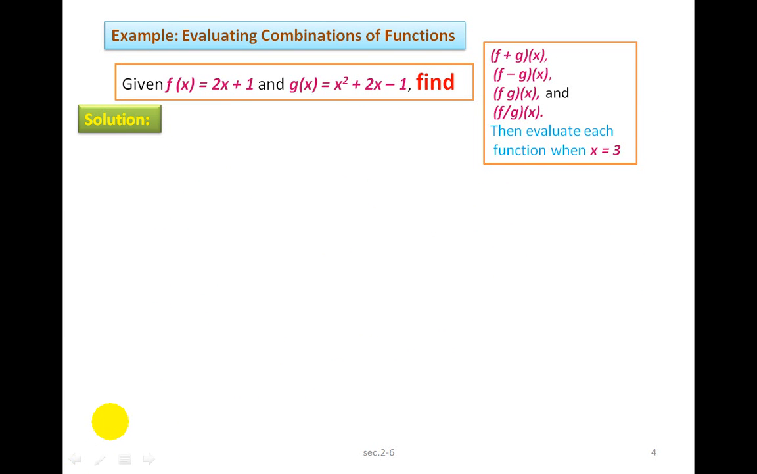Alright, here I'll solve for you some examples. Let's say that it's given that f of x is 2x plus 1 and g of x is x squared plus 2x minus 1. Now I want to find f plus g of x. Then I want to find the value when x is 3. That means first let's talk about the sum. This is the sum.